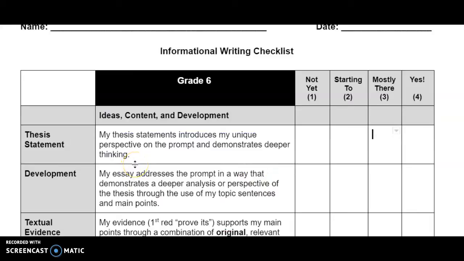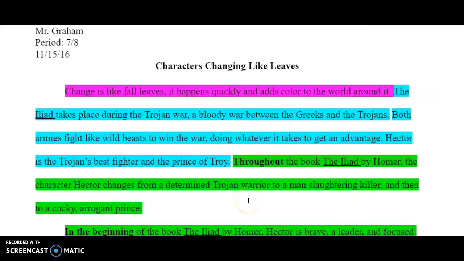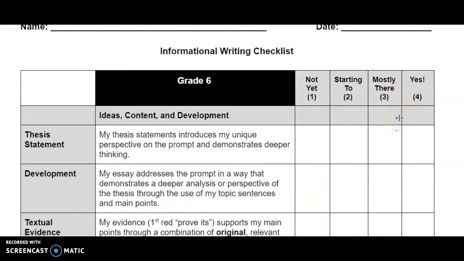Our first one is our thesis statement. So remember, that's like a big topic sentence. This says, my thesis statement introduces my unique perspective on the prompt and demonstrates deeper thinking. When I go back and look here, I notice that it does just that, right? My thesis statement is telling me what, answering the prompt, there we go. And it's telling me what we're going to be talking about with a little bit of deeper thinking in there. So I'm going to say mostly there on this one. It could go a little bit deeper, absolutely, but for the most part, I think it's doing just fine.